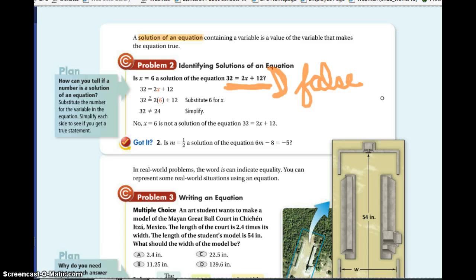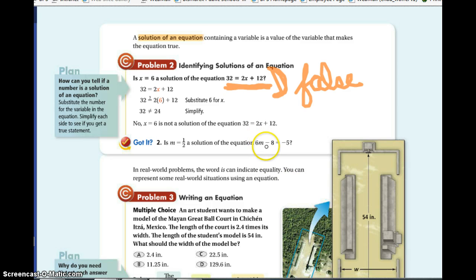It does not make it true. So we can specifically state that this is false. If I take a look at number 2 down here, is m equal to half a solution of the equation 6m minus 8 equal to negative 5? So when it says a solution of the equation, they are simply asking you, does it make it true or does it make it false?